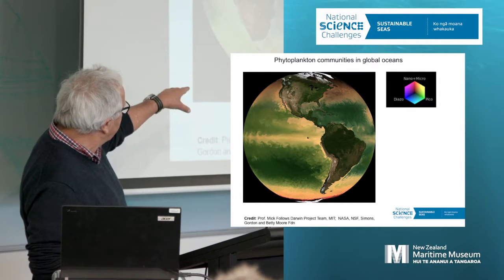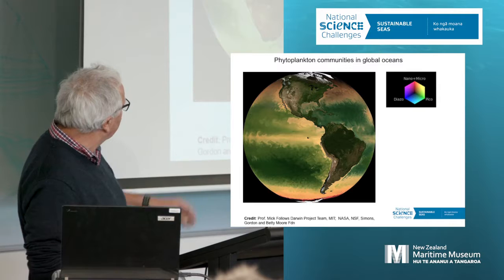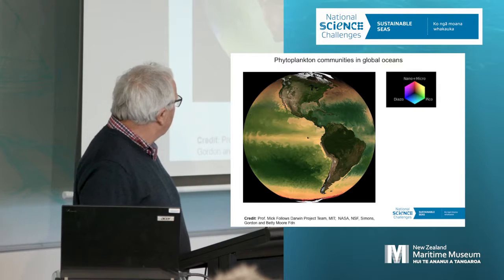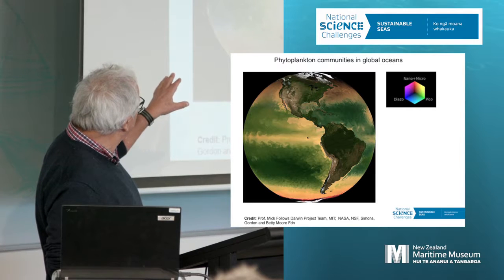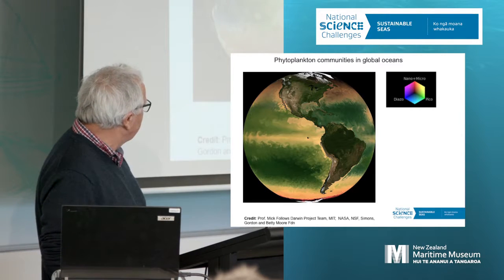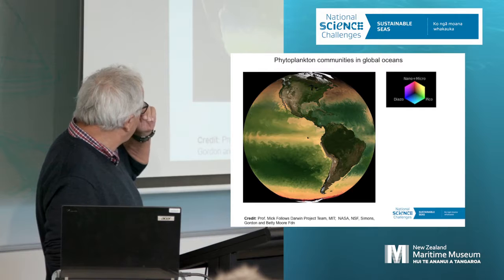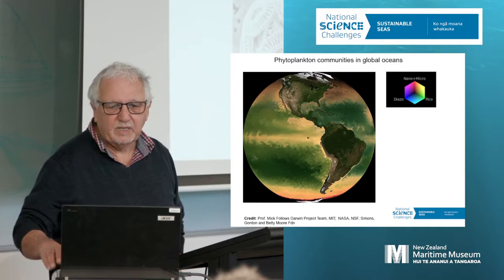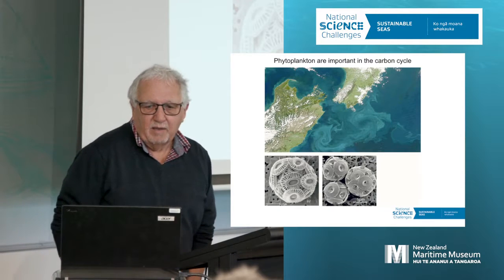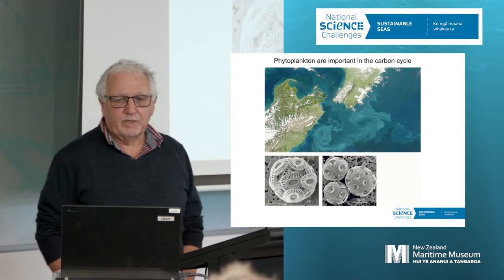In the north and southern hemispheres, the orange colours are largely diatom-based communities, and in the central gyres, a lot of the smaller picoplanktonic forms. So phytoplankton, as I said, very important in the carbon cycle.